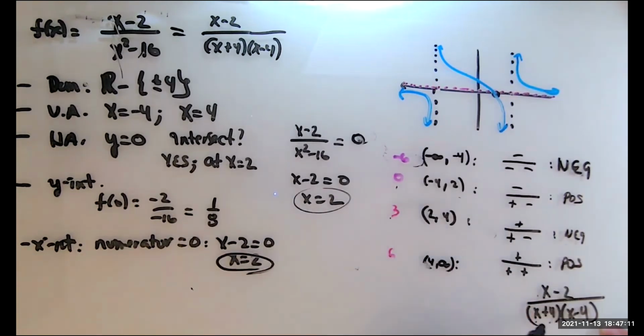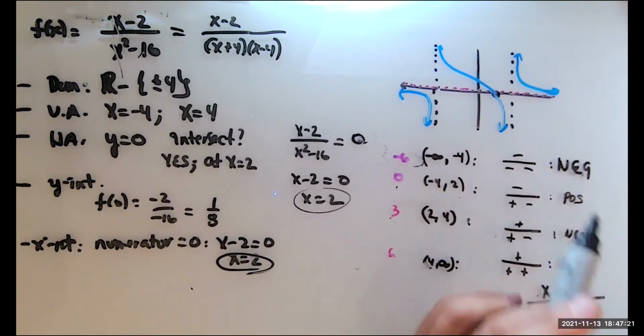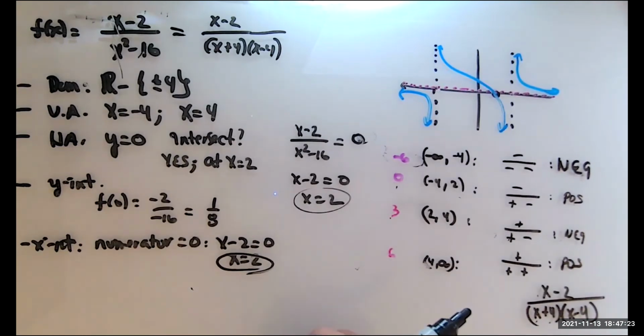When x equals 3, between 2 and 4, I just chose 3. 3 minus 2 is positive, 3 plus 4, 7, positive, 3 minus 4, negative: positive over negative, negative. And from 4 to infinity, I chose 6. So everything will be positive. Hopefully you get the same trend.